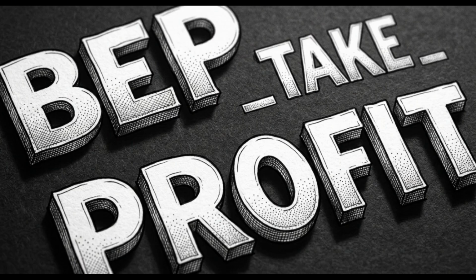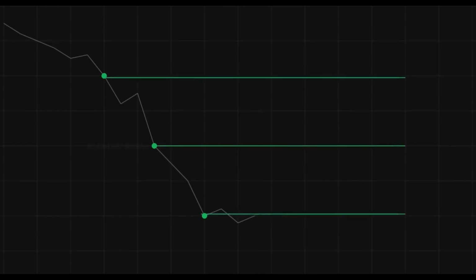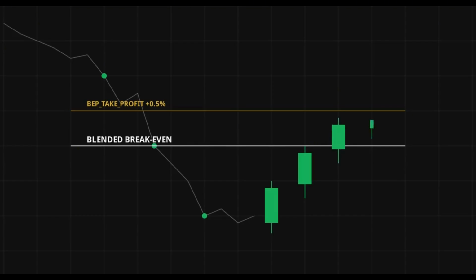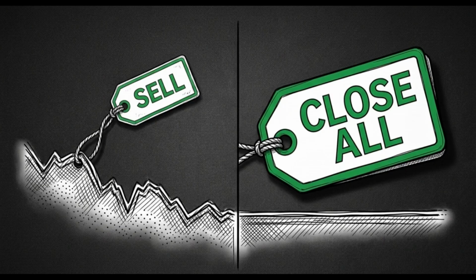Operating concurrently is the macro exit protocol, VEP take profit or break-even point take profit. Here, the chart displays how the strategy calculates a single blended break-even price. It mathematically aggregates every open order on the position into a unified baseline. When the overall blended break-even price plus the configured percentage target is reached, the system executes a simultaneous close of all open orders. Both the localized and whole position protocols operate at the exact same time.